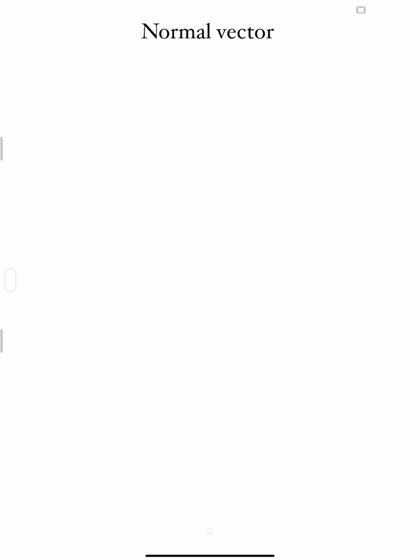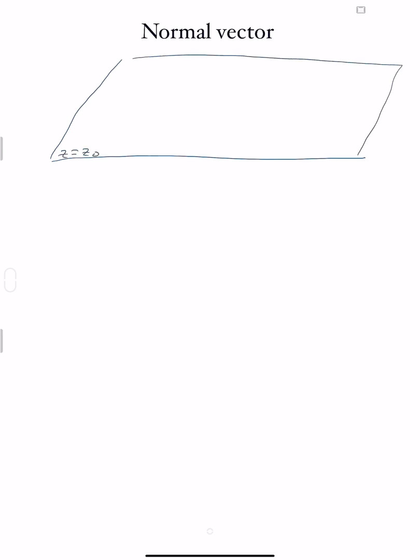To start working with the normal vector, I'd like to take a plane in space, just some plane z equals z0, and then have a circular path on that plane. Okay? So this is going to be my trajectory r of t.